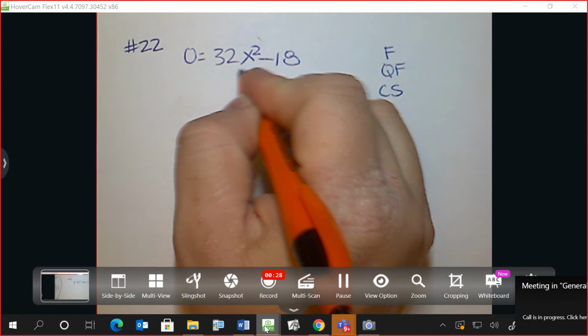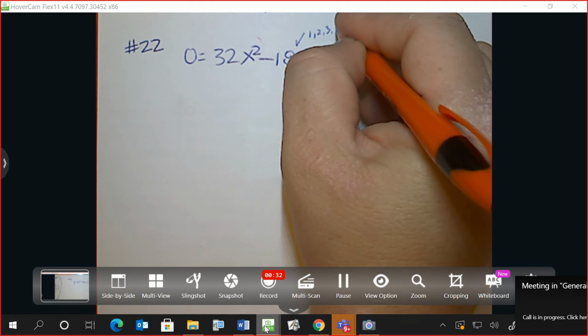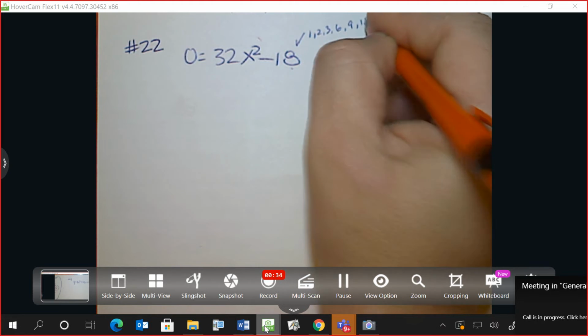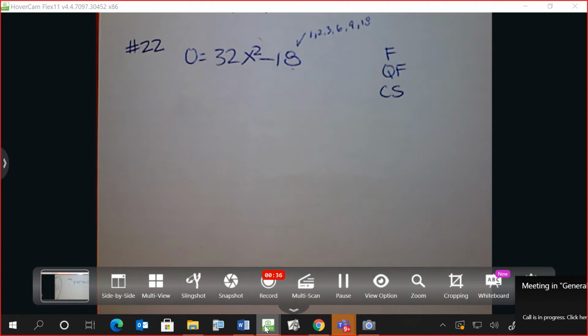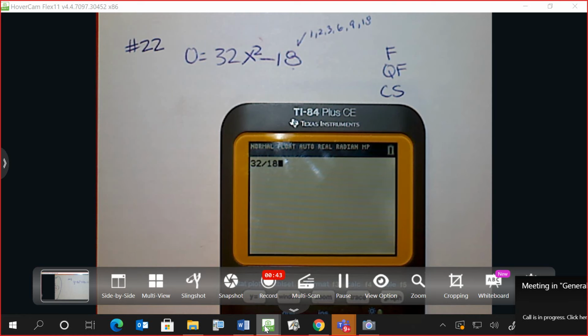So first I look here and I go, okay, smallest number is 18. What goes into 18? 1, 2, 3, 6, 9, and 18. I'm going to start with the largest numbers. I'm starting with 18 and ask myself, do these numbers nicely divide into 32? What I mean by nicely is when you divide it, you get a whole number. Well, that doesn't work. Let's try 9.